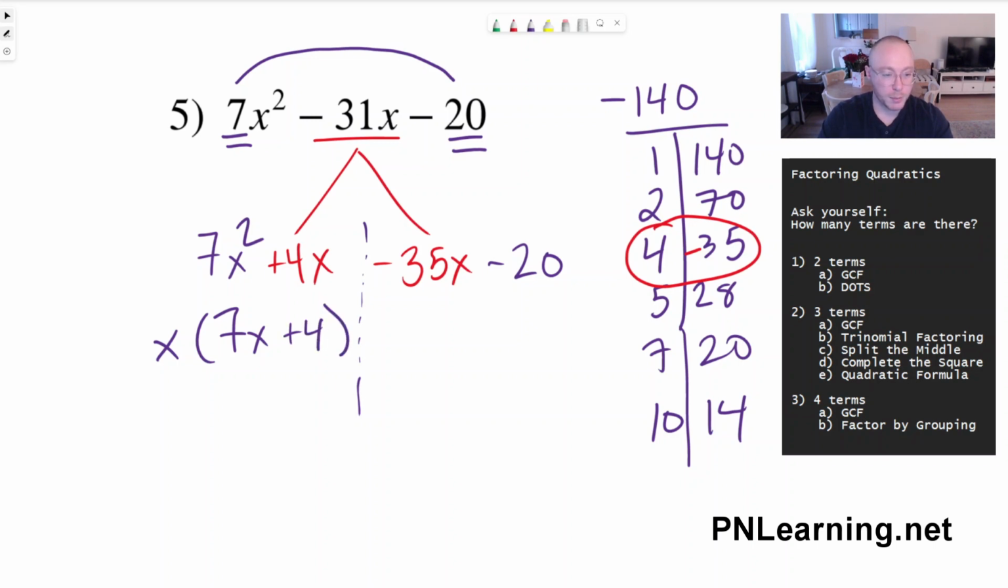You always want to double check, make sure that x times 7x gives you what you had up here, 7x squared, and that x times 4 gives you what you had up here, 4x. We're basically undoing the distributive property.